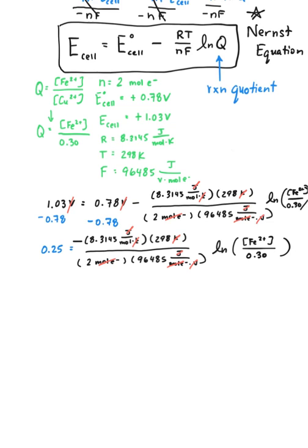We end up with, once we do all that, negative 19.49 on the left-hand side. That's equal to the natural log of the concentration of iron 2 cations divided by 0.30 molar. To undo a natural log, we'll raise e to the power of both sides. e to the natural log of a quantity just gives us that quantity back, the concentration of iron 2+ divided by 0.3 on the right-hand side. e to the negative 19.49 gives us 3.43 times 10 to the minus 9.